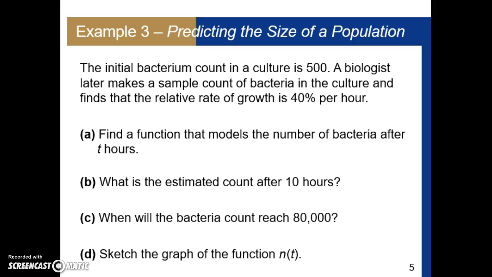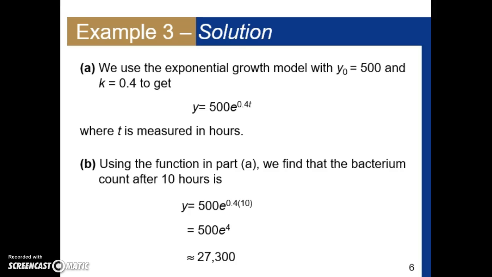I don't think we'll take time to sketch the graph, but we'll definitely answer the first three parts of the problem. So we're going to use the exponential growth model. Again, we know y naught is 500. We know k is 0.4. So y equals y naught e to the k times t. So we've substituted in for y naught. We've substituted in for the growth rate k. And we know that t is measured in hours. So that answers A. There's our model that's going to help us answer any question they might ask us about this particular population of bacteria.